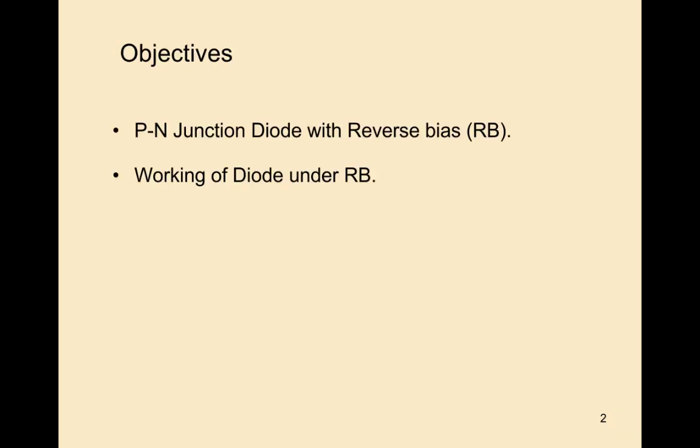So what are the main objectives of today's class? How the PN junction diode is connected in reverse bias mode, and how the PN diode behaves when it is connected in reverse bias condition. That means working of the diode under reverse bias condition. These are the main objectives for today's class. Let's see how the PN junction diode is connected in reverse bias mode.